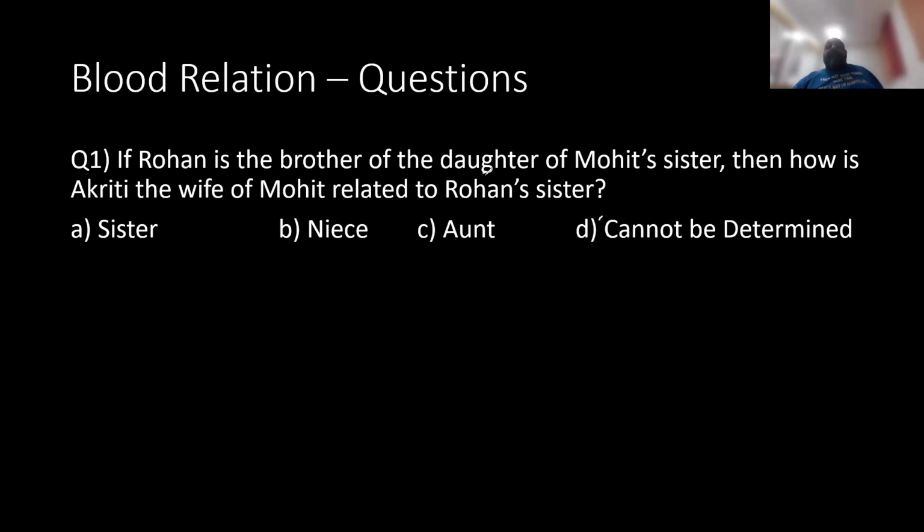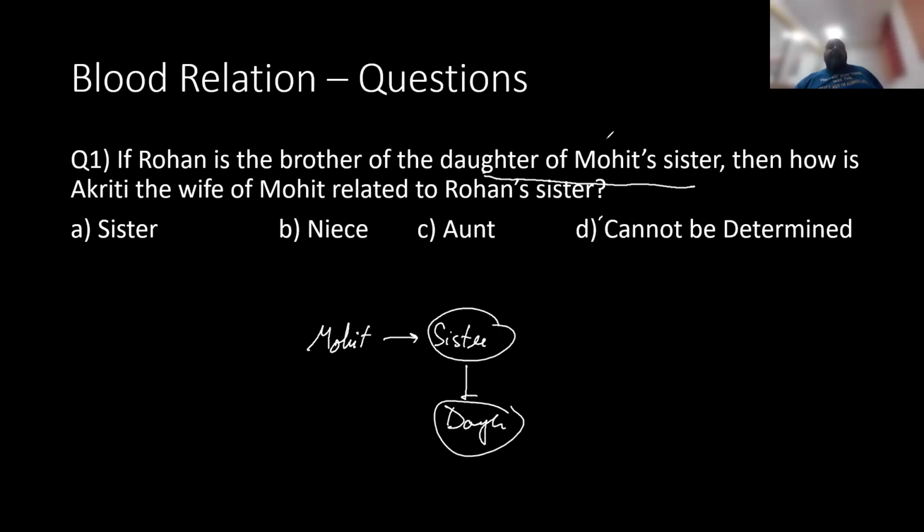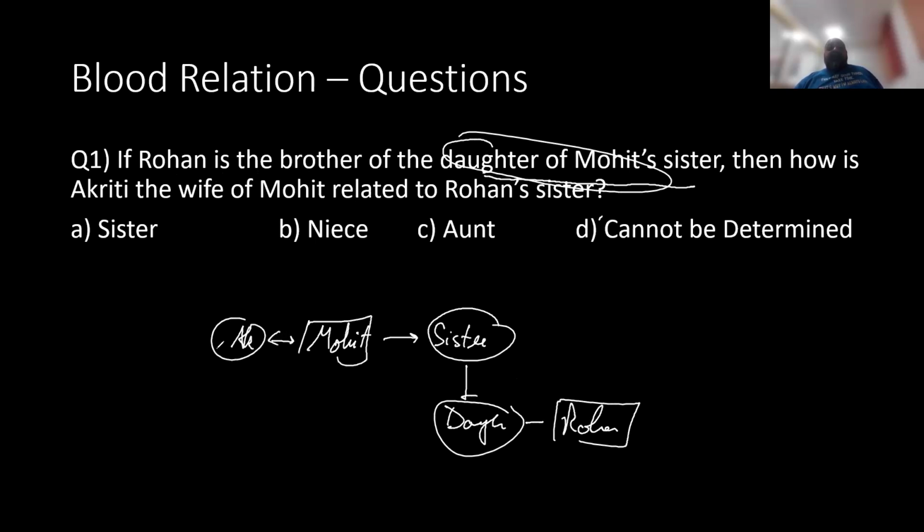I start from here. Daughter of Mohit's sister. Mohit's sister and her daughter. Rohan is the brother of this person. Rohan being a brother would be a male. The question is then how is Akriti, the wife of Mohit? Akriti, the wife of Mohit. So this is a couple related to Rohan's sister. We have to find out the relationship between Akriti and this daughter.